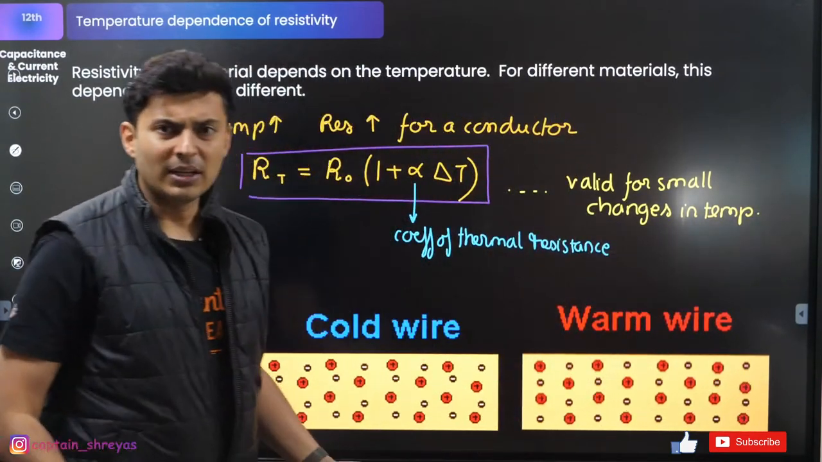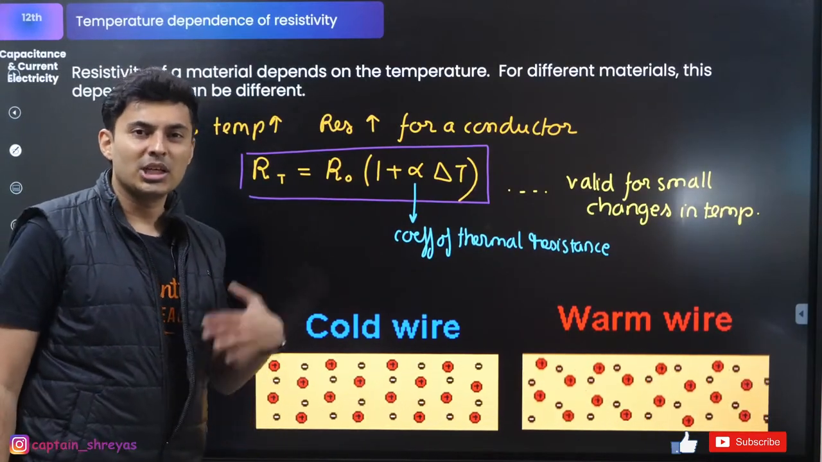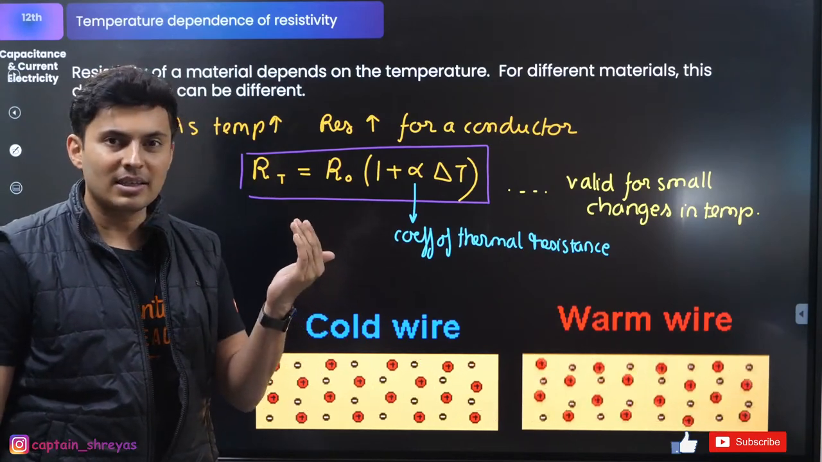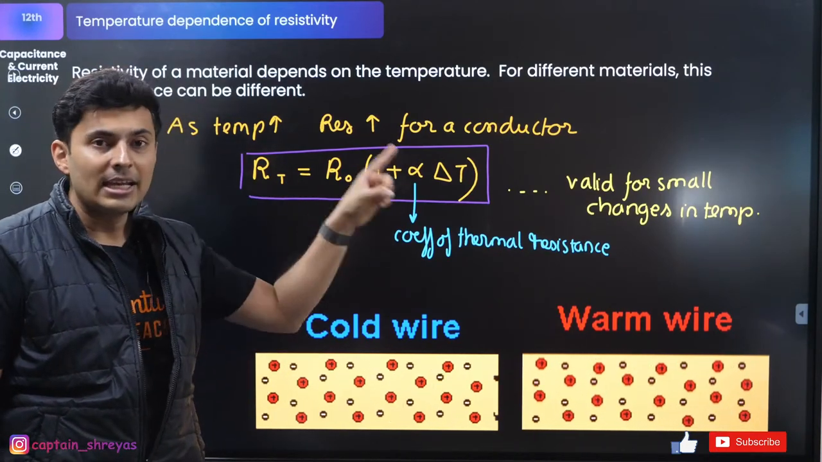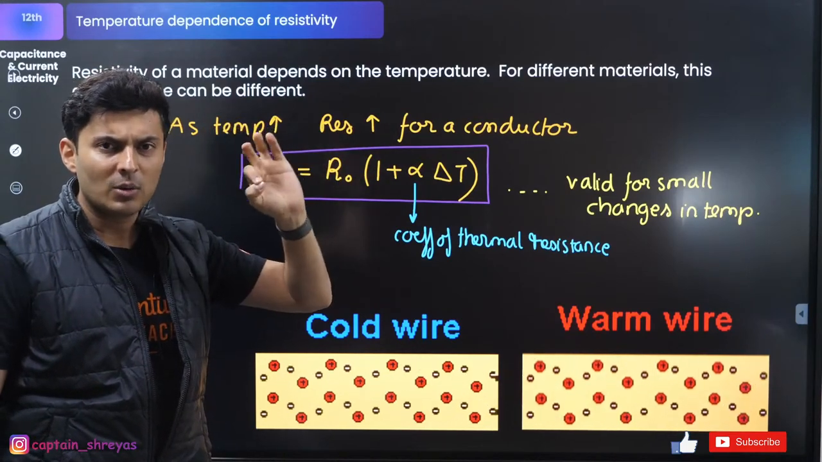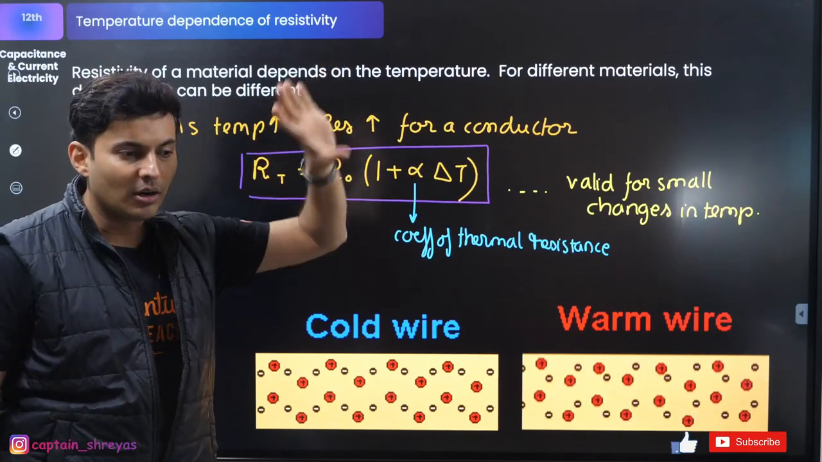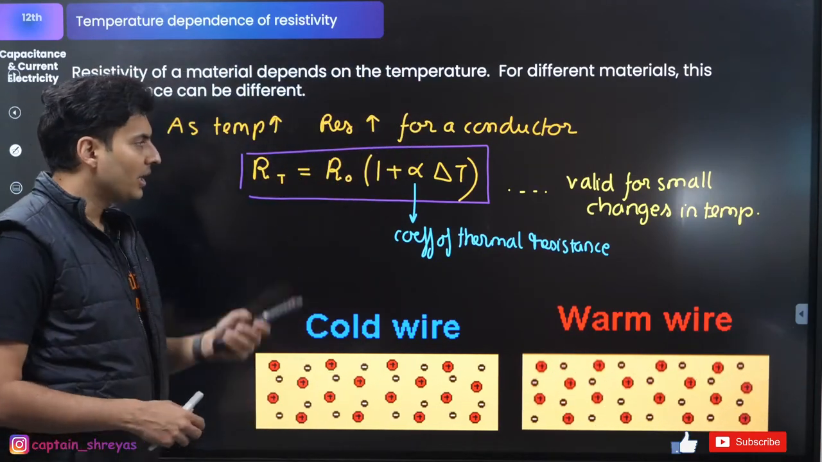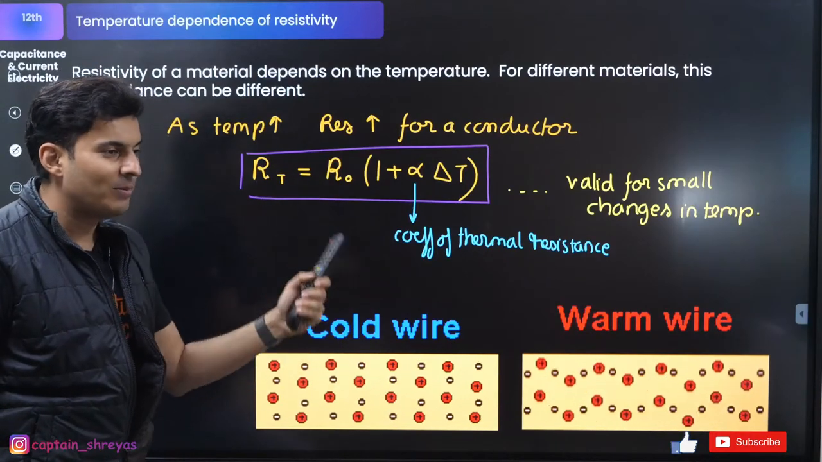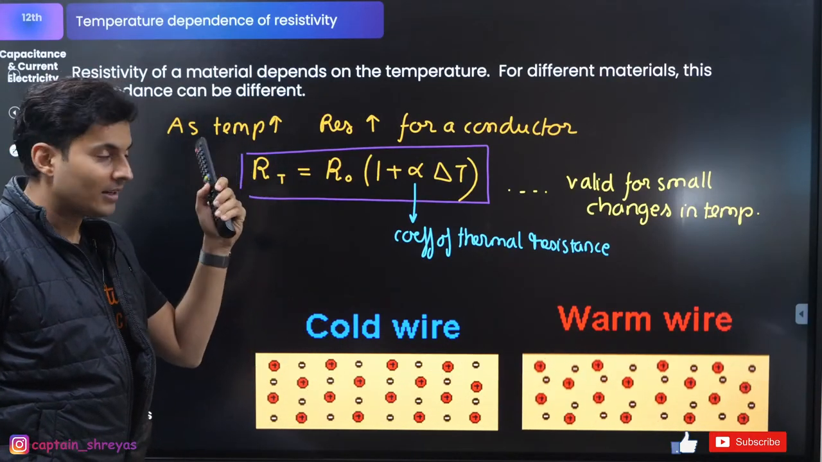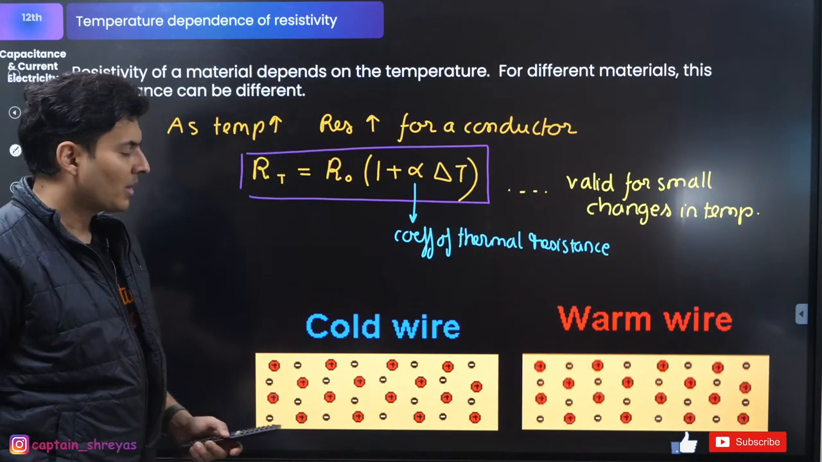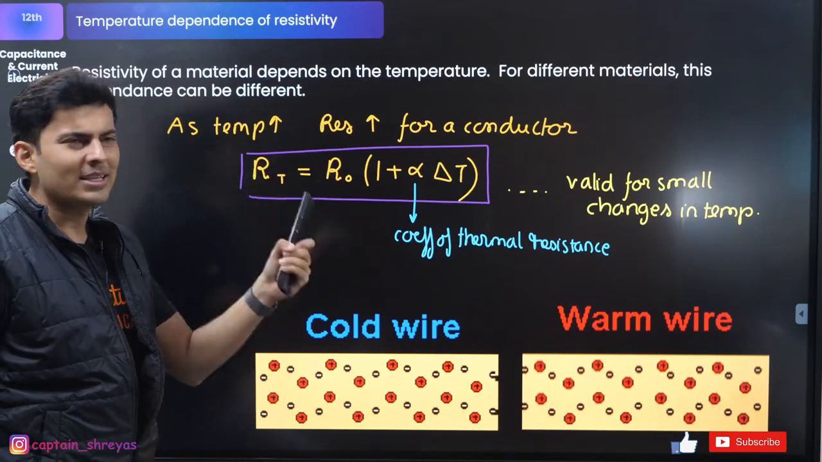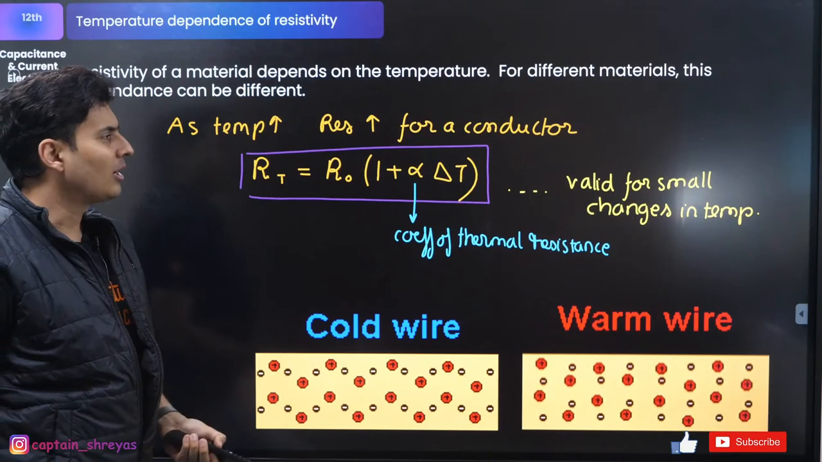Like 20 degrees, 50 degrees, 60 degrees, it's okay. But the moment you change it by 200 degrees, 500 degrees and stuff like that, then the variations are significant. And then it is no longer a linear curve or graph or equation. It is going to be curved. It's going to have many more higher order terms. Okay, so keep this in mind. All right. So this is basically temperature dependence of resistance. As temperature increases, energy increases, the resistance also increases. The formula is very similar to linear expansion in thermo.